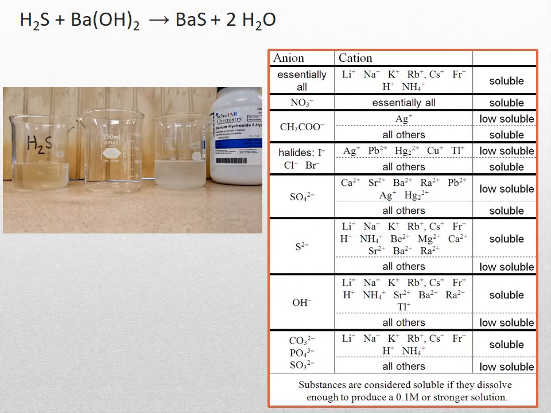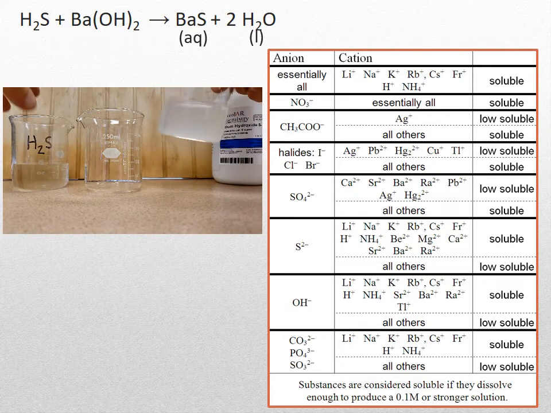To finish the question off, we will have to determine if the products are solid, aqueous, or liquid. So we'll start with barium sulfide. I'll look down the anion list until I find sulfide. I see that barium is listed, and it says when barium is with sulfide, it is soluble. So I'll write AQ next to BaS. And then H2O, that's always a liquid.